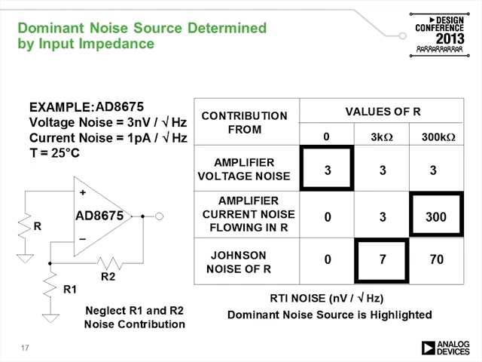The contribution from the amplifier voltage noise is dominant when the value of that source impedance is 0. However, when the value of the source impedance is something around 3 k ohms, the Johnson noise of the resistor dominates to give us a total of 7 nanovolts per root Hz, as opposed to the expected 3.